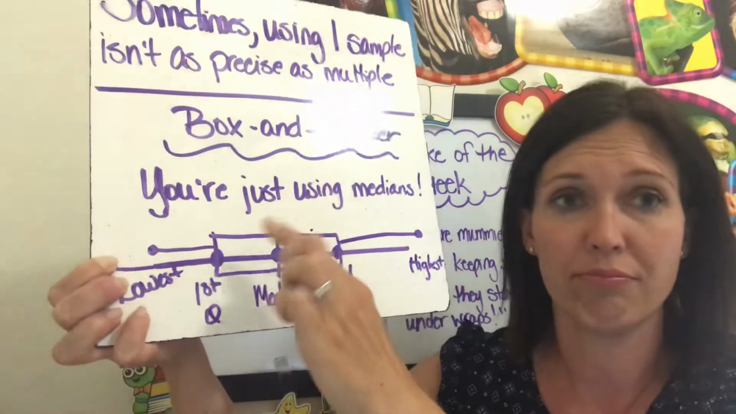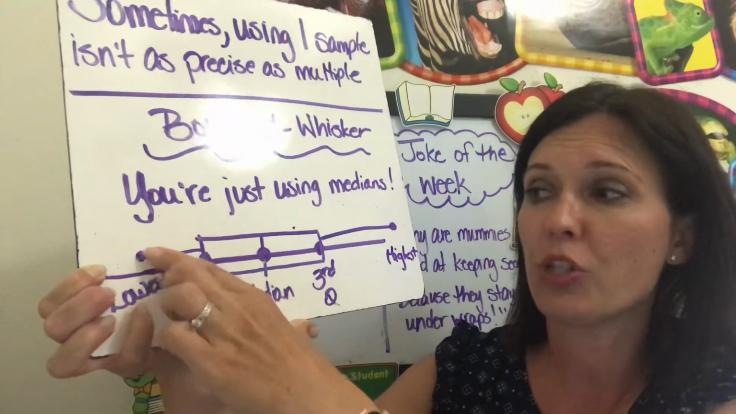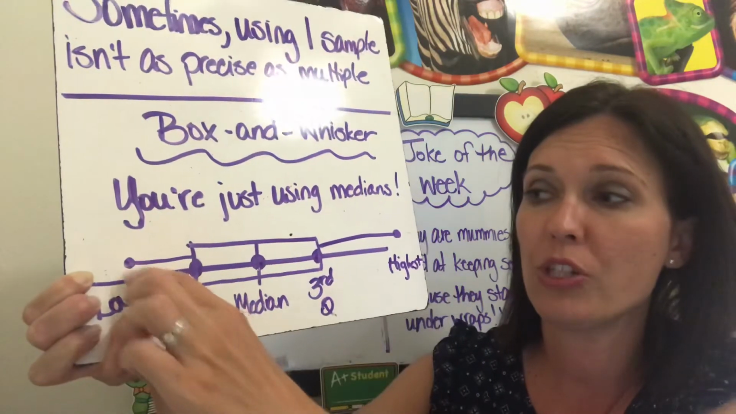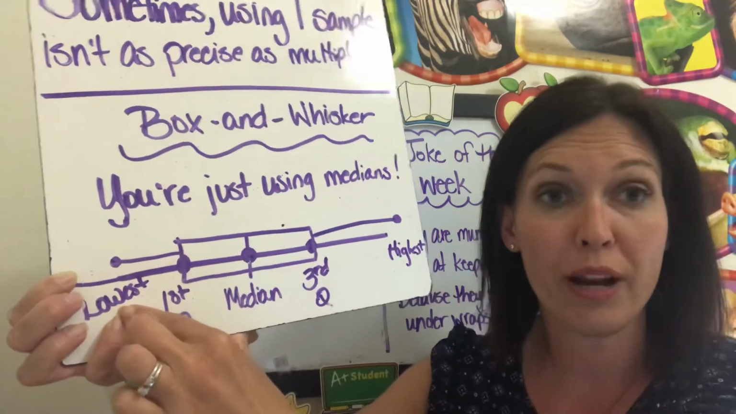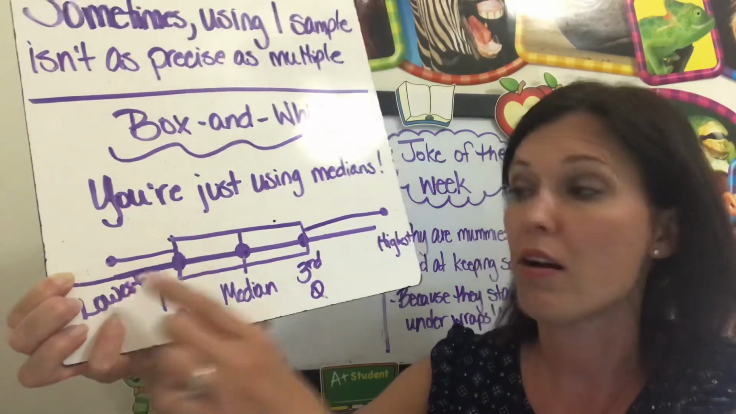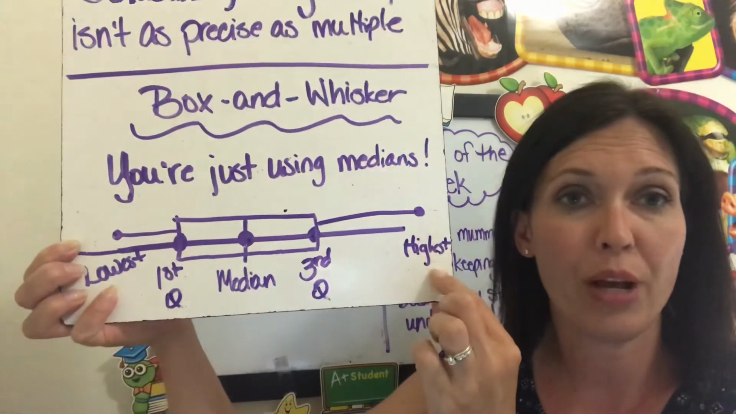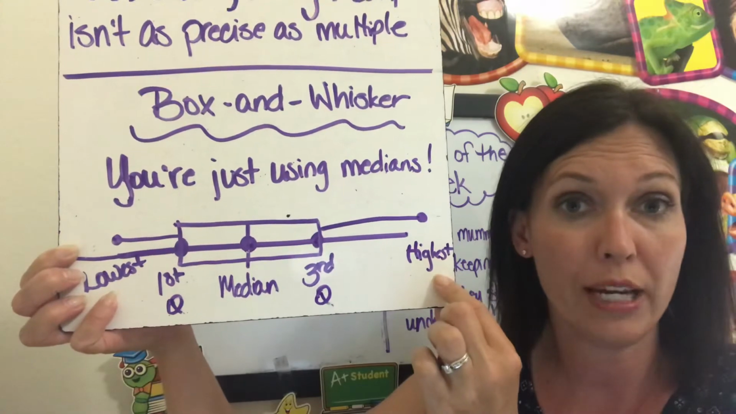That makes your box. Your whiskers are the lines over here. This whisker is your lowest data point, so whatever your smallest number is, you put a dot there. This is your highest data point. Whatever your biggest number is, you put it here.